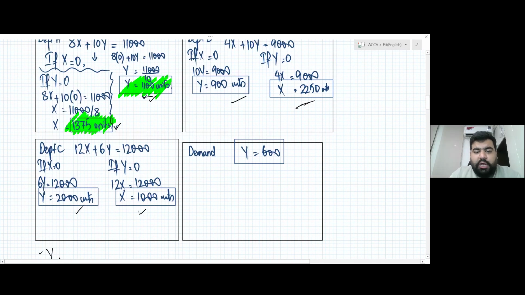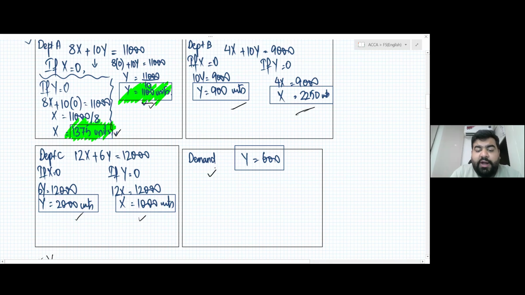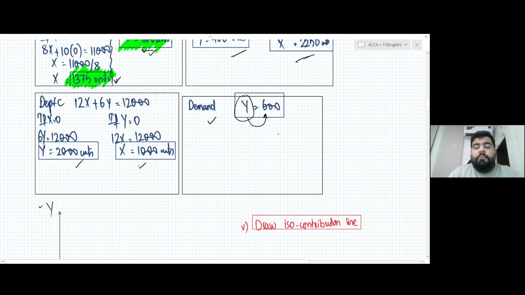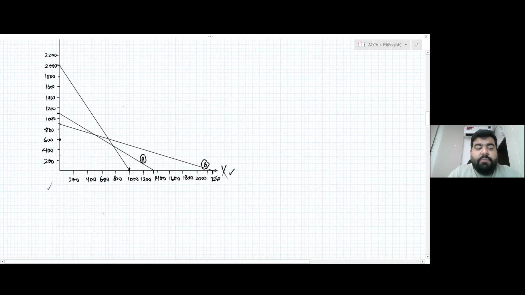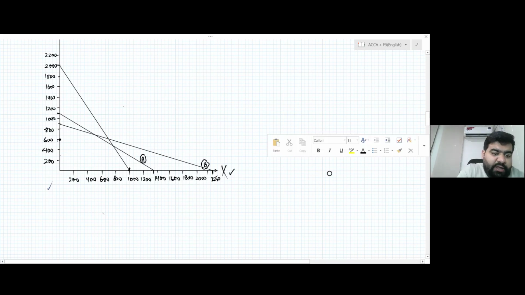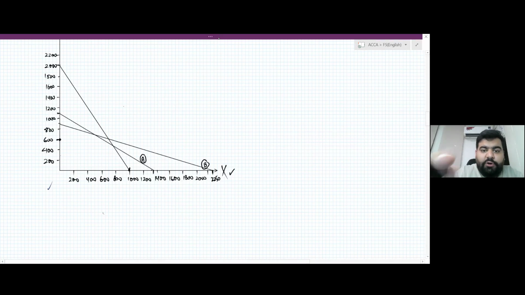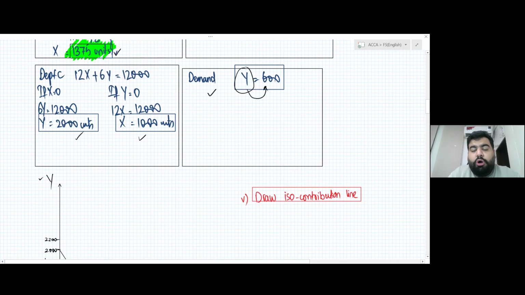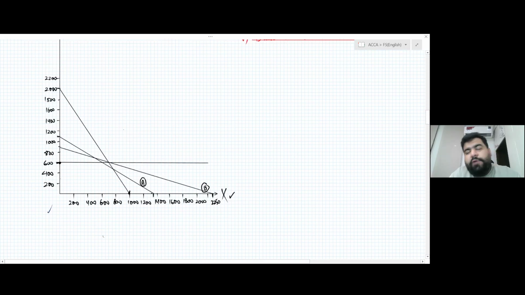So all the boxes are dealt with except the Y demand box, Y is equal to 600. We'll put that value. Now you don't have any point of X here. So for demand 600, this is the point, Y is equal to 600. Just make a straight line here. You don't need to match with any X point, because you don't have any X figure in this box.